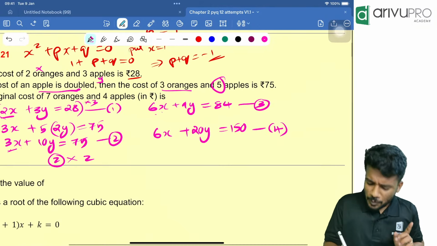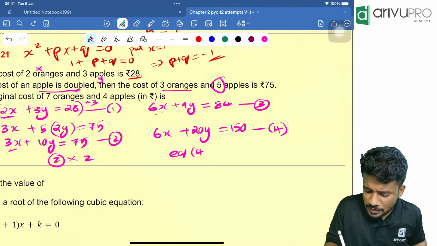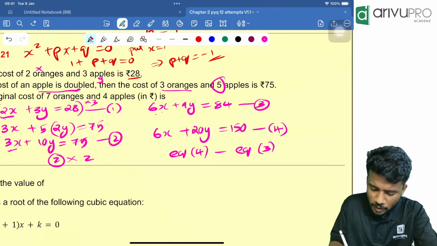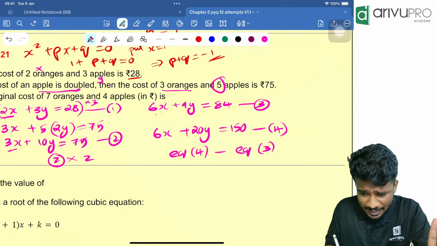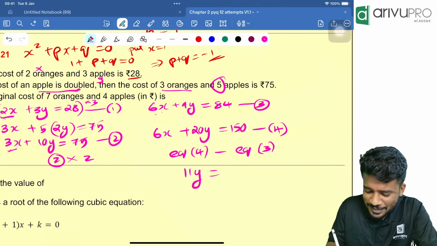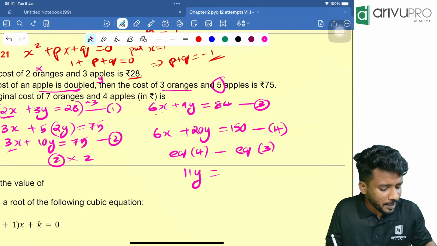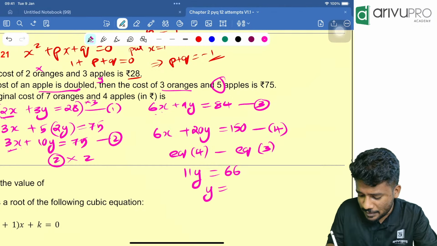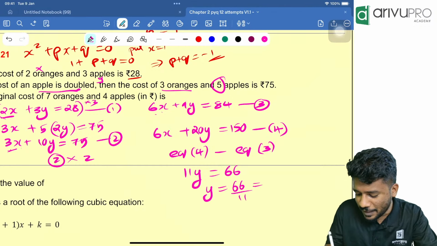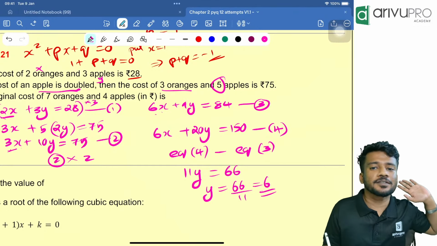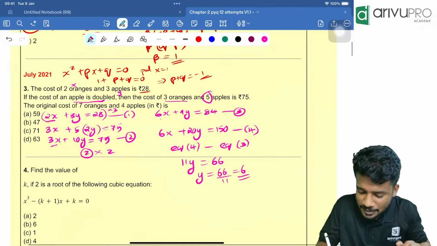Now, equation 4 minus equation 3, which is equal to what? 6x and 6x will get cancelled off. Then 20y minus 9y is how much? 11y, which is equal to 150 minus 84 is how much? 66. From that, y is equal to 66 divided by 11. So cost of an apple is how much? 6 rupees. Got it? So y value is 6 rupees.